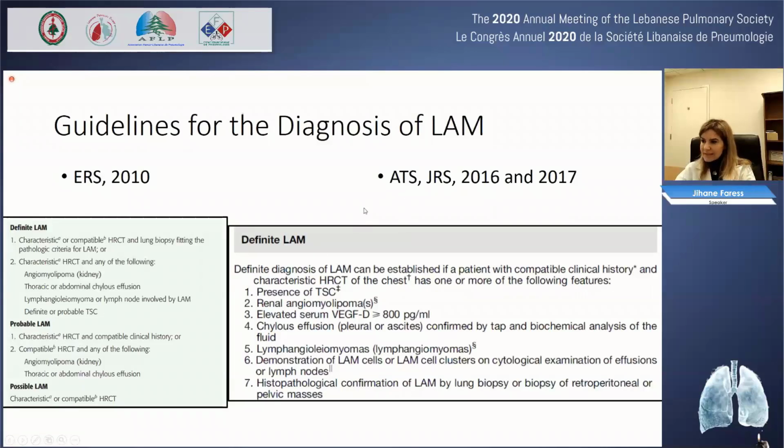So how does the ATS guideline differ from the ERS? Not very much. They want us to be able to definitely diagnose LAM if we have characteristic HRCT findings. In the absence of biopsy, you have to have one of the same findings that the ERS talked about, meaning if you have TSC, renal angiomyolipoma, chylous effusion, and the other findings. The only difference is that the ATS guideline added the serum VEGF-D level in their diagnostic criteria.